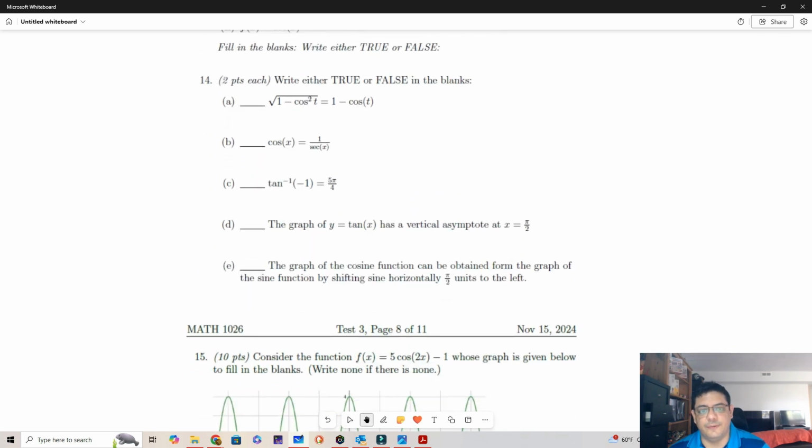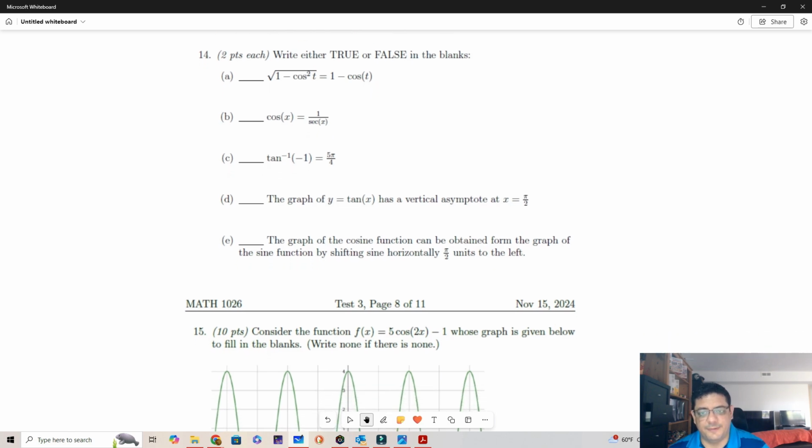So now let's go to the fill in the blanks. We have: write either true or false in the following fill in the blanks. Notice this square root doesn't work like this, so the square root of 1 minus cosine squared is not just 1 minus cosine. That's not how the radicals work here. You cannot distribute over the sum, so this is false.